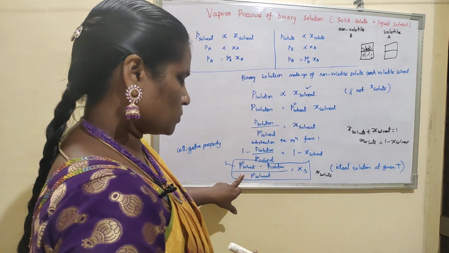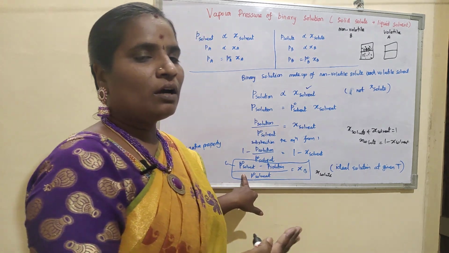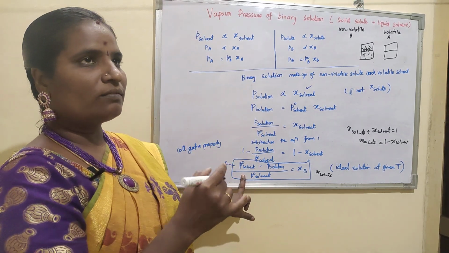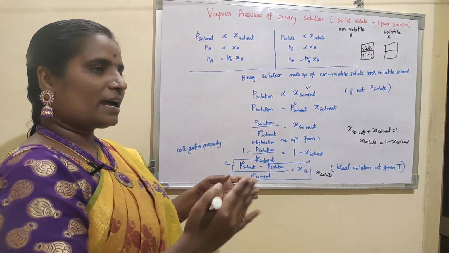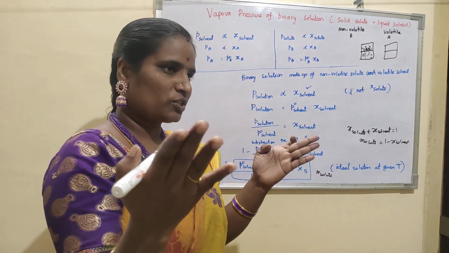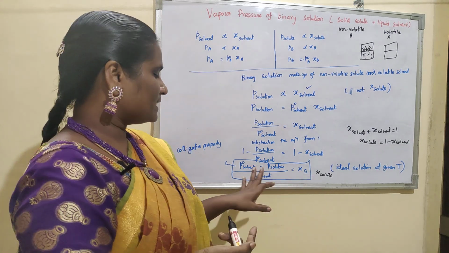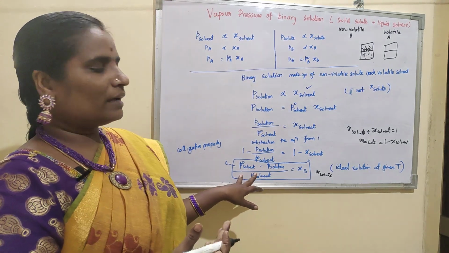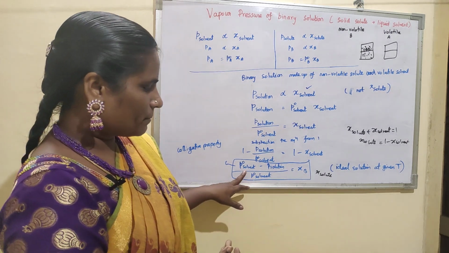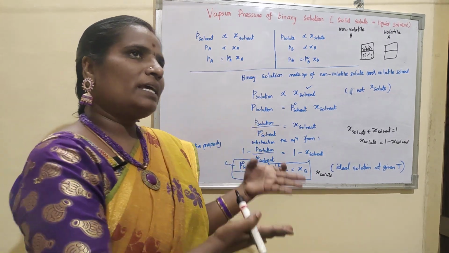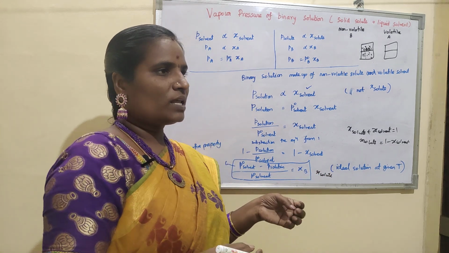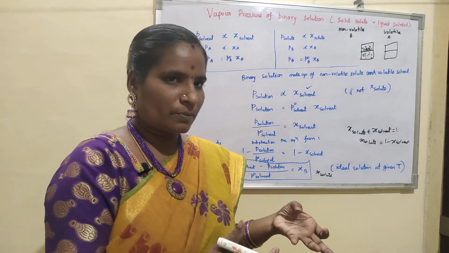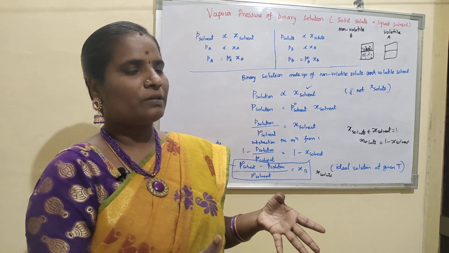This whole term is known as the relative lowering of vapor pressure, okay? It's a relative change, like you have the change, and the change divided by your original value. Similarly, this is known as the relative lowering of vapor pressure. So you can state Raoult's law in other words as well. It is one of the colligative properties. The relative lowering of vapor pressure is known as one of the colligative properties.